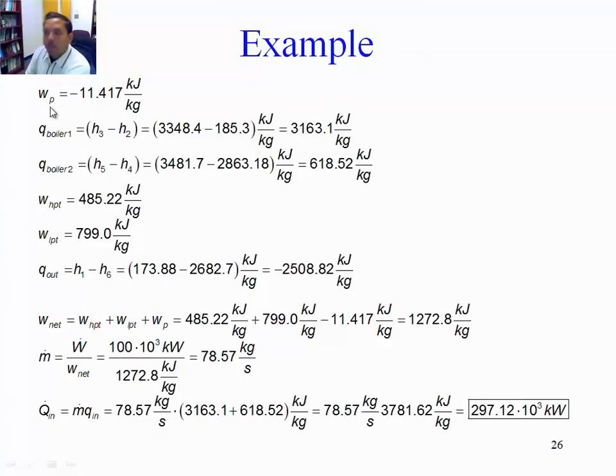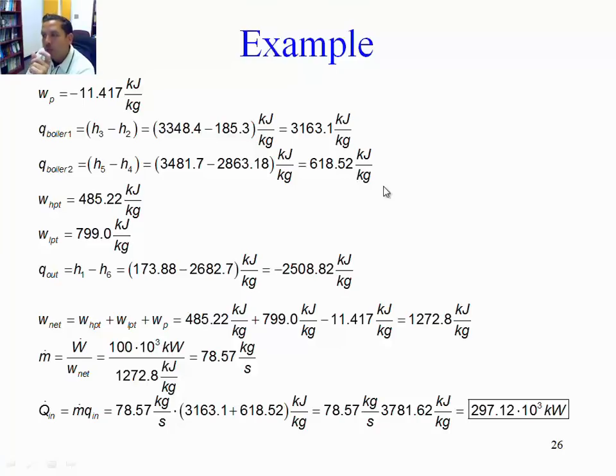So the work of the pump, which is now minus 11.417, which we just found. The work on the high pressure turbine after applying the efficiency is 485.22, and the low pressure turbine is 799.0. But what's more important is the QN, which is the Q of the first pass of the boiler and the second pass of the boiler, which is 3,163 on the first pass and 618.52 on the second pass.